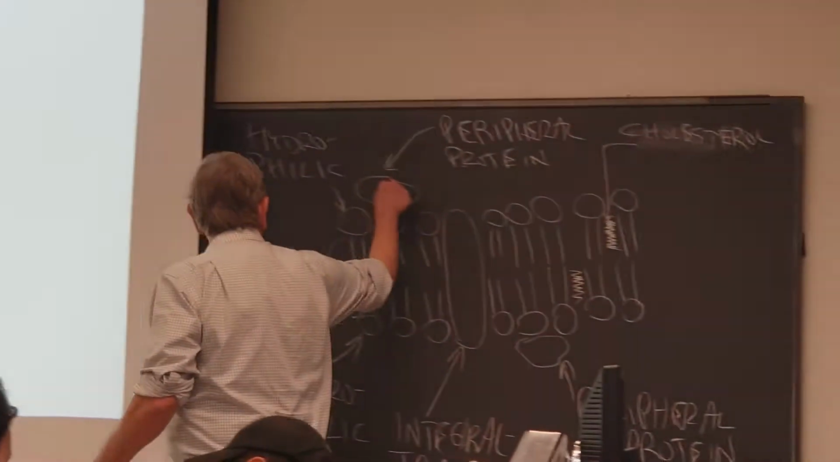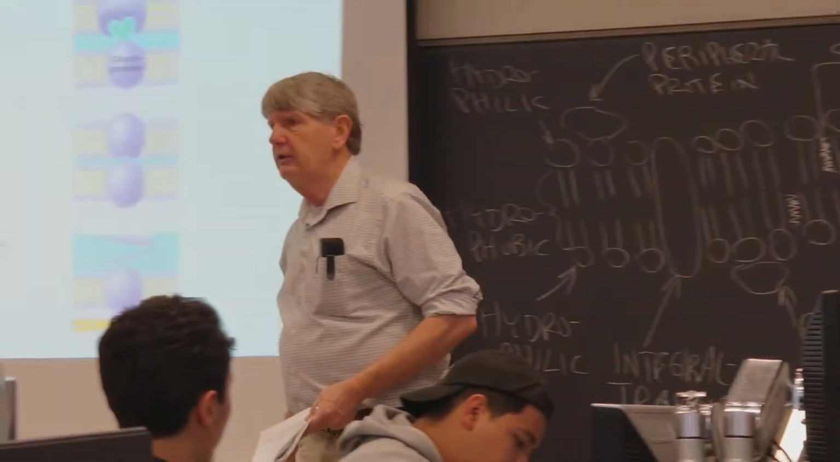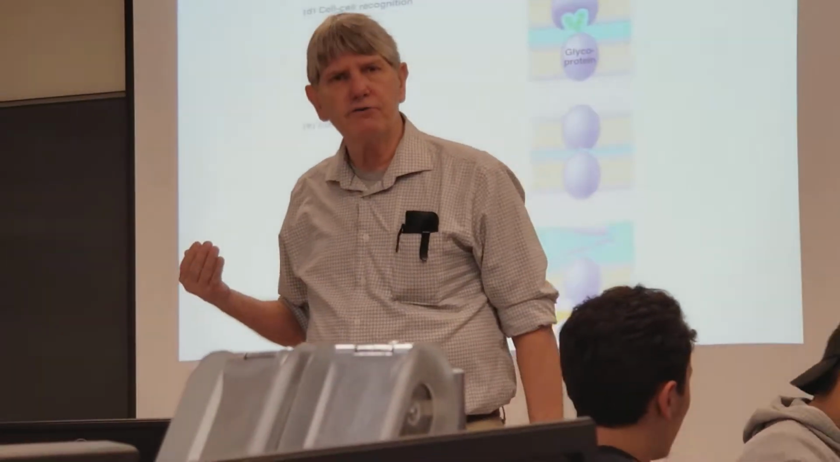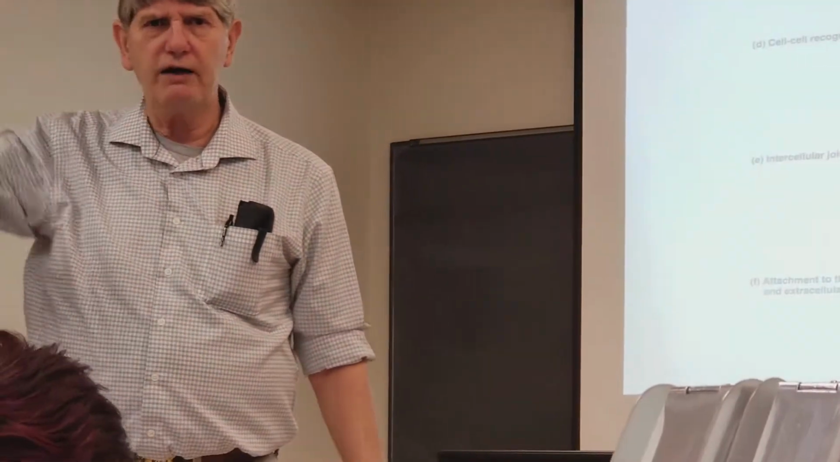Now on my sheet right here, I'm saying for external peripheral, which means that they would be out on this side here facing the environment, receptors. That's a good thing to think about as a function, because in order to interact with stuff, you've got to be sticking off on the outside of the membrane.